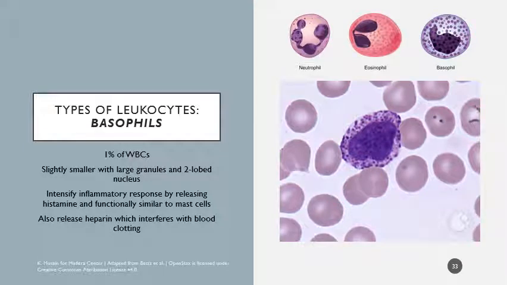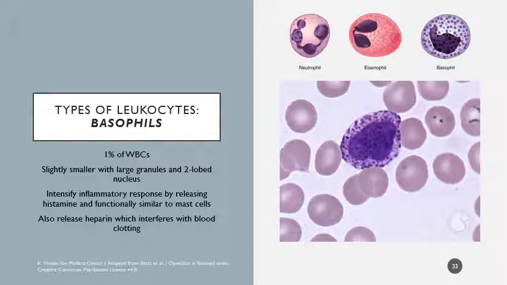Basophils make up a smaller portion even than eosinophils. They're only about 1% of white blood cells, but they are functionally very similar to mast cells, which we'll talk about in the immune system or lymph lecture. They are slightly smaller than neutrophils and eosinophils. They have much larger granules that are more spread out, and they have a two-lobed nucleus, which isn't as distinctly lobed as the eosinophil.